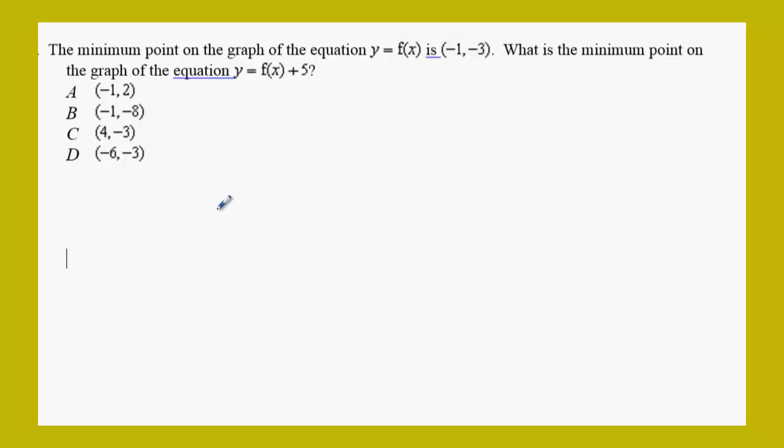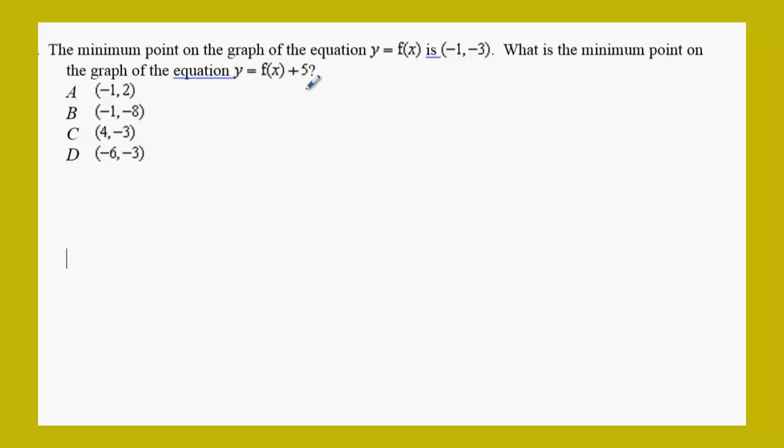Hi, I will be helping you today with translating or transforming quadratic equations or quadratic functions. The minimum point on the graph of the equation y equals f of x is (-1, -3). What is the minimum point on the graph of the equation y equals f of x plus 5?